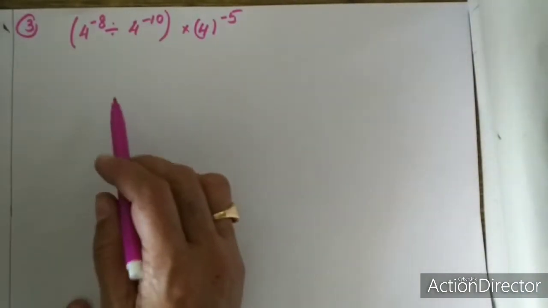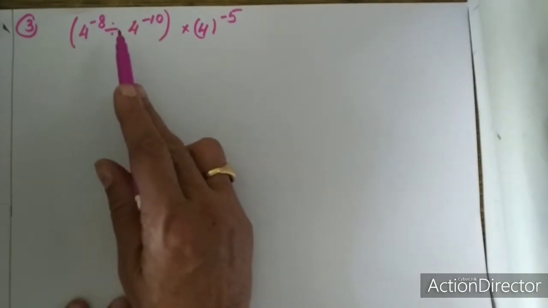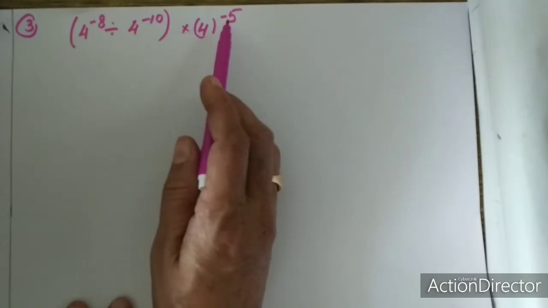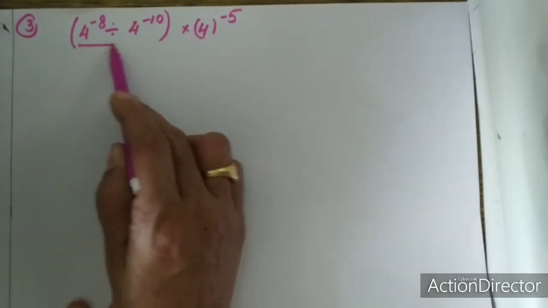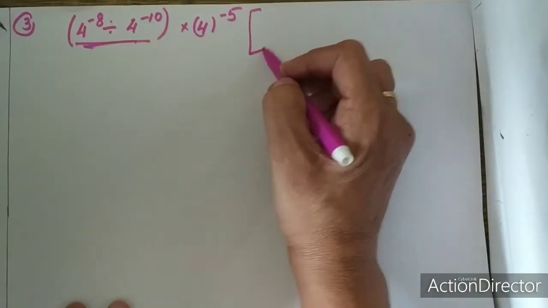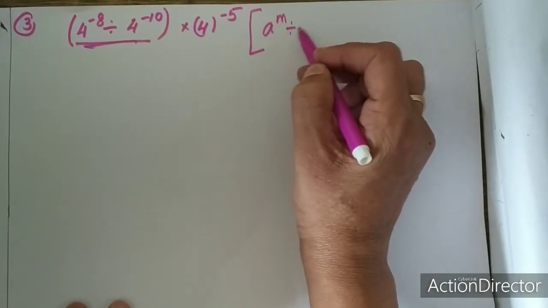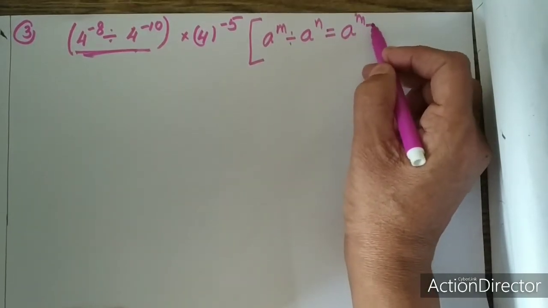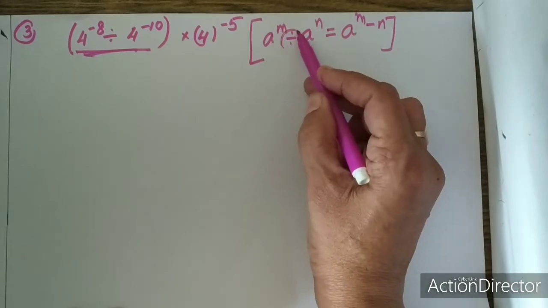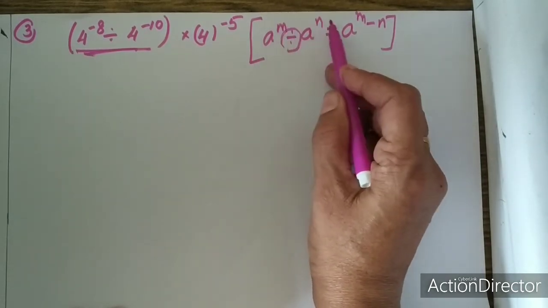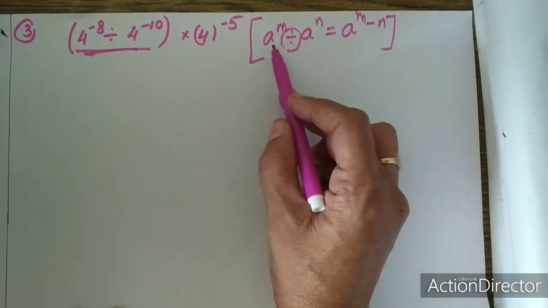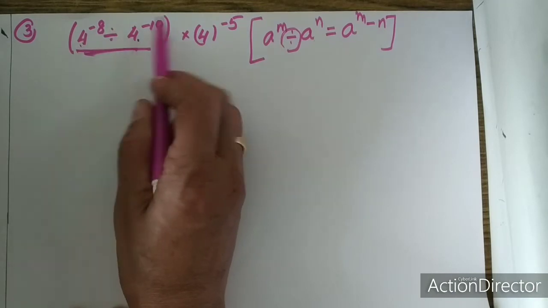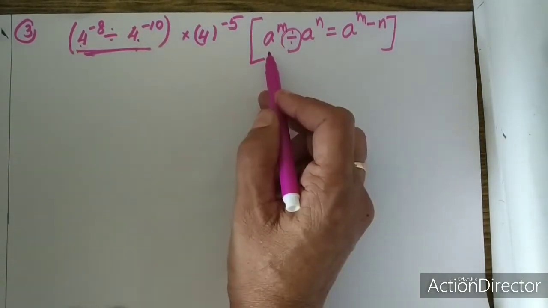Let us see one more example. 4 power minus 8 divided by 4 power minus 10 into 4 raised to the power of minus 5. So here we can apply the division law. What does the division law state? A power m divided by a power n is equal to a raised to the power of m minus n. Since there is a division sign over here, I have to subtract the powers, and the bases are the same. Here also you are having the base same as 4, but the powers raised are different. So I can apply this law.